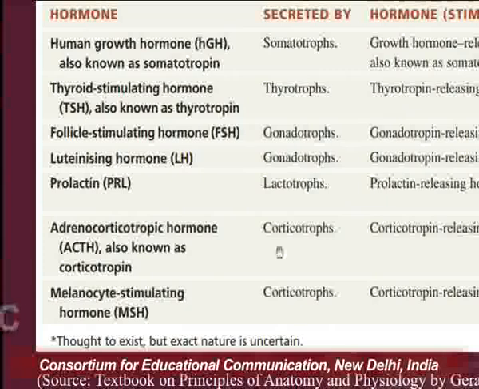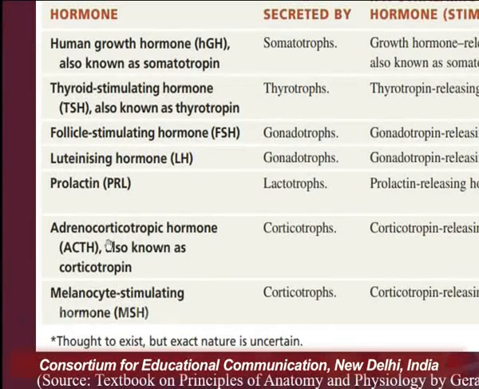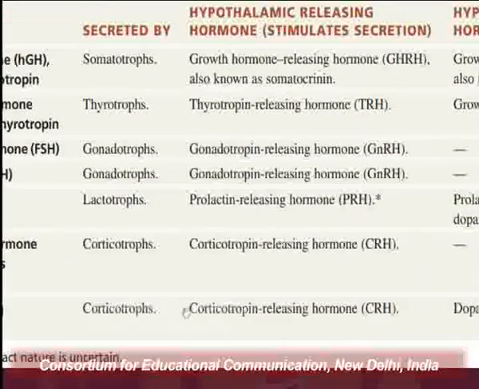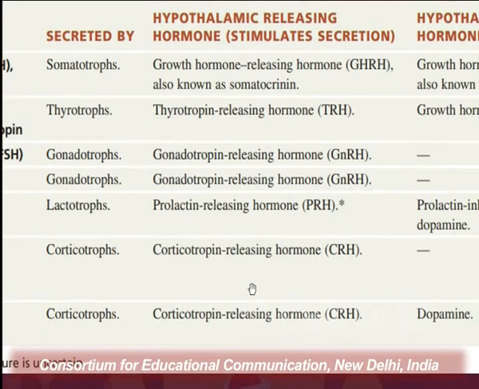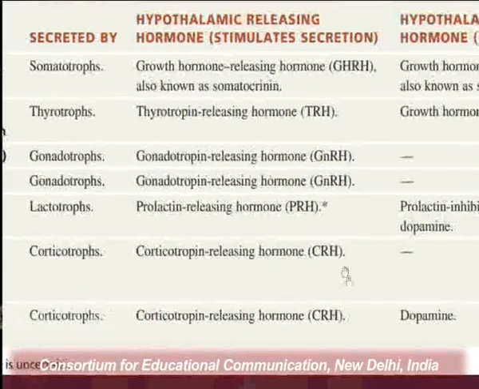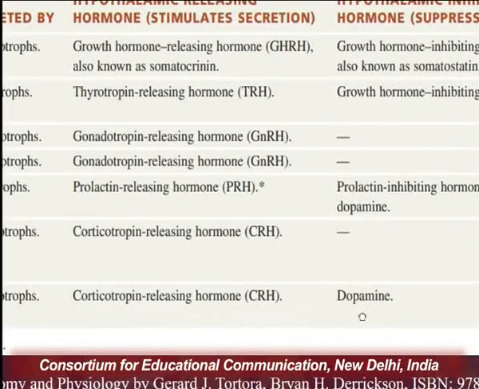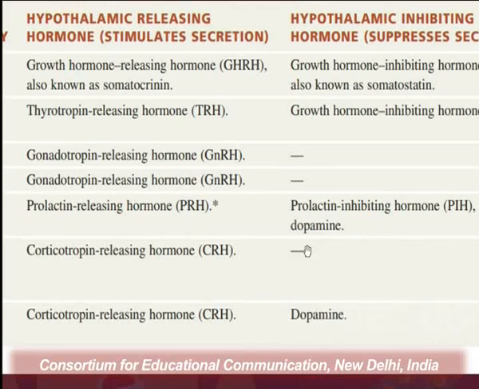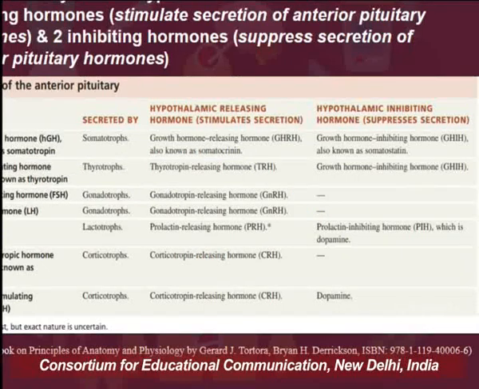Now let us talk about these corticotrophs. The corticotrophs were able to produce ACTH, adrenocorticotropic hormone, also called corticotropin, and melanocyte stimulating hormone, MSH. So these basically are regulated and stimulated by CRH, which is corticotropin releasing hormone, while MSH gets inhibited by the prolactin inhibiting hormone, dopamine. So these are different neurosecretory secretions which regulate the secretion of the pituitary gland.